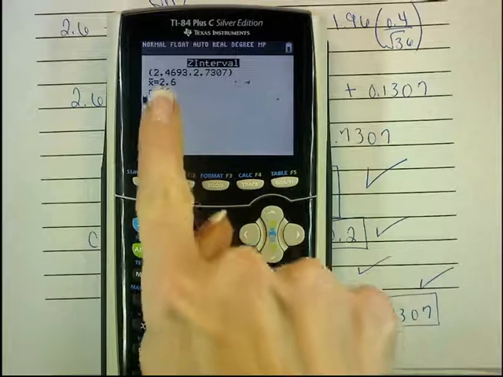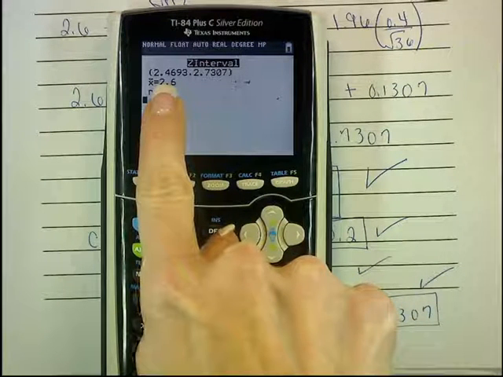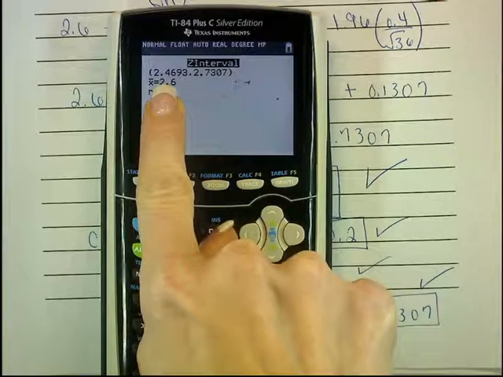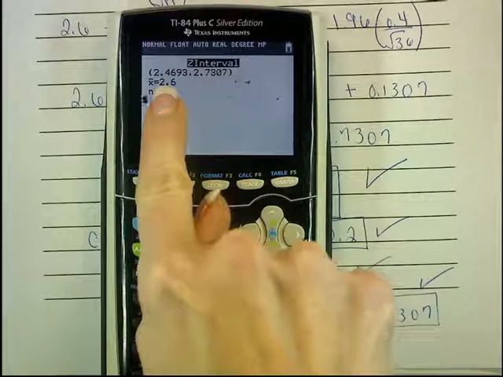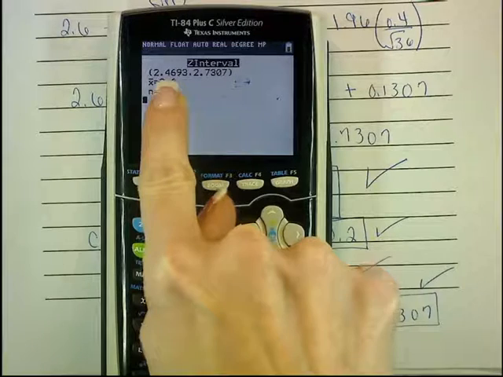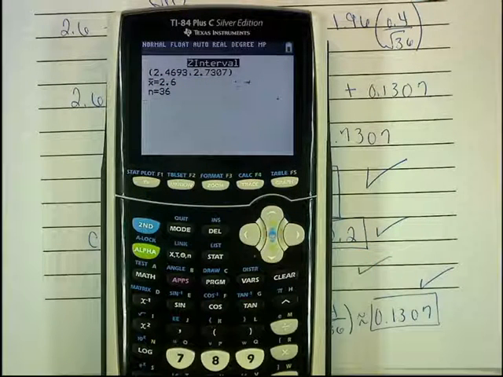And you see that your lower number is 2.4692 or 93, and your upper number is 2.7307. So if you round to the nearest tenth, 2.5 to 2.7. 2.5 to 2.7.